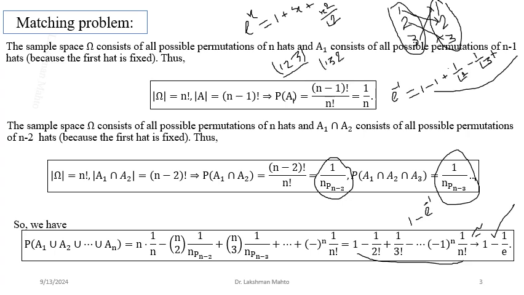1 goes to 3, 3 goes to 2, 2 goes to 1. Is it different from this or not? It is different. It is another permutation. Then you write 1, 2. What is the meaning of this one?